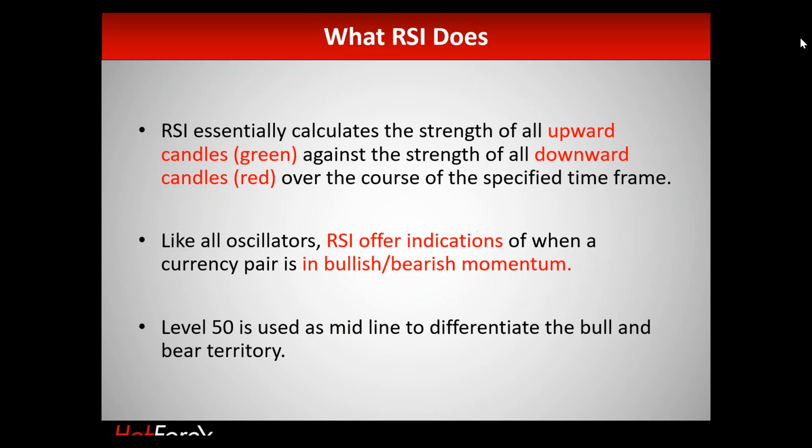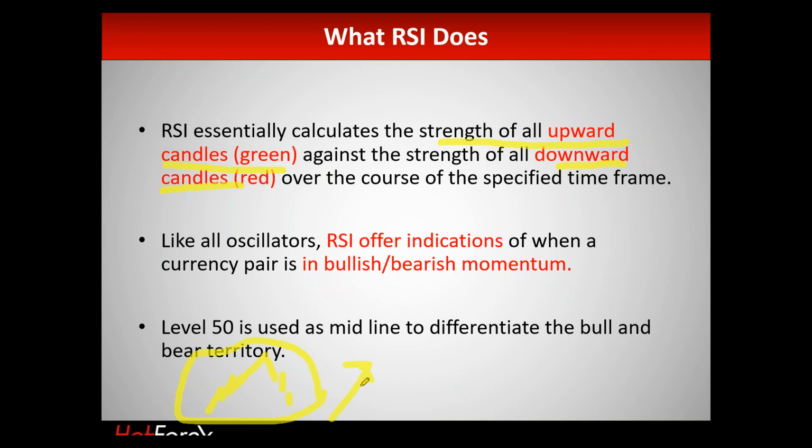So, what does RSI do? Actually, RSI is calculating the strength of the upward candle, the bullish candle, against the strength of the downward candle, the bearish candle. So it will calculate the strength and give the overall reading: uptrend or downtrend, or RSI will be up or down, depending on the calculation.